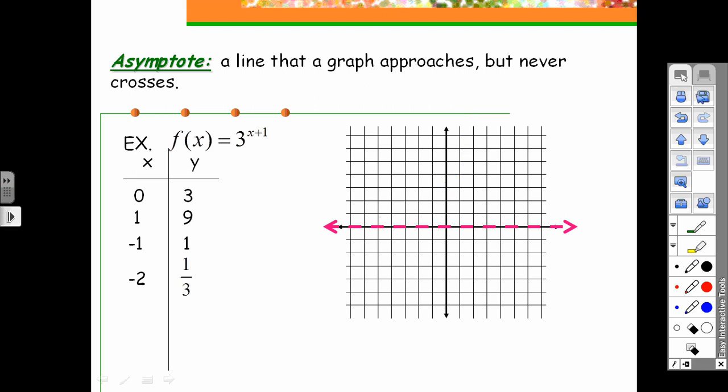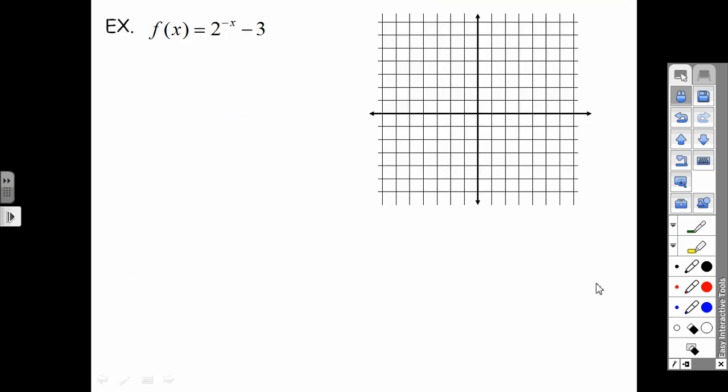Oops. Hit that button. There we go. Moving on. All right, so we're going to look at this one. Now we have two different things going on. Our exponent is negative, and we have a minus 3 out here. So what I would like to do, first of all, is recall what the negative exponent means. That means the reciprocal. And I'm also going to ignore the minus 3 out here, because I know that that's going to be a translation. So I want to show you how you can do this as a translation.